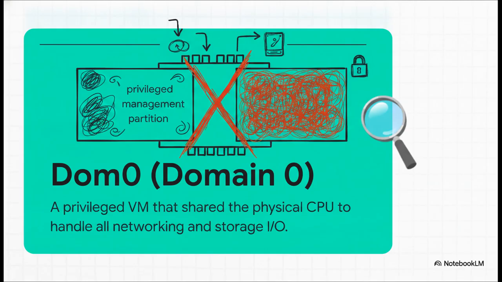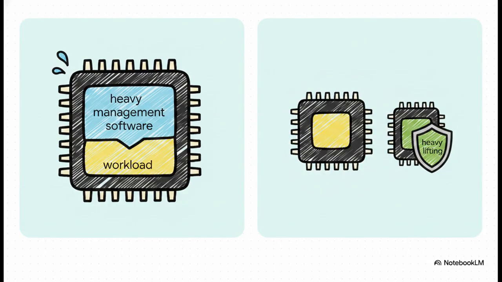And yeah, it worked, but sitting right there next to your customer data on the same silicon, that created a pretty massive performance tax. The core issue here is all about shared resources. Think of it like a noisy roommate situation. With that old DOM0 architecture, you've got this complex piece of management software handling all the I/O, consuming vital CPU cycles right next to your actual workloads. It's eating up cycles that should be powering your applications, and worse, it creates a much larger attack surface sitting right next to your sensitive data.